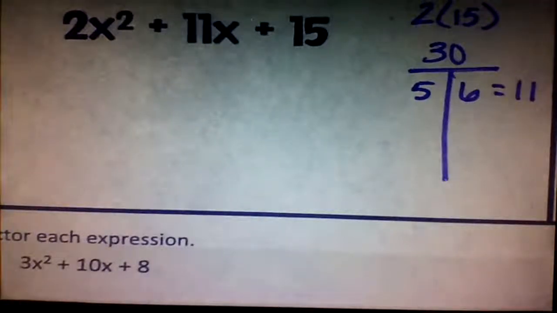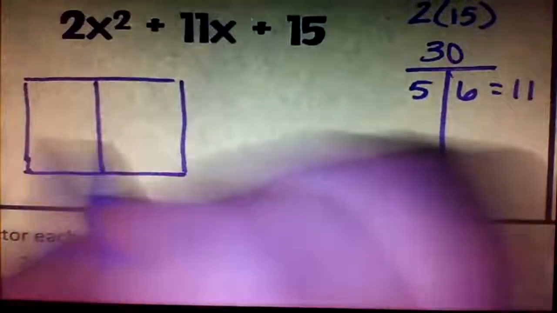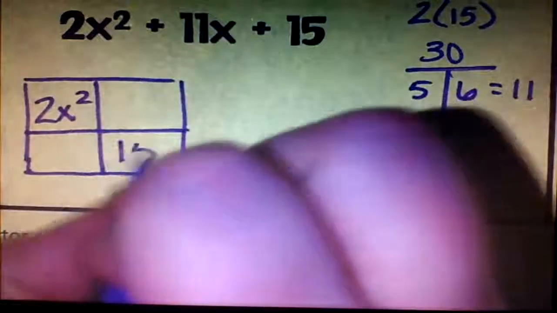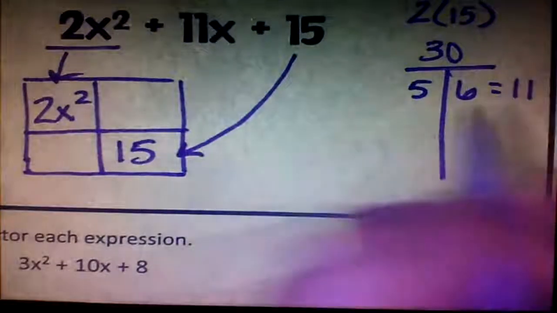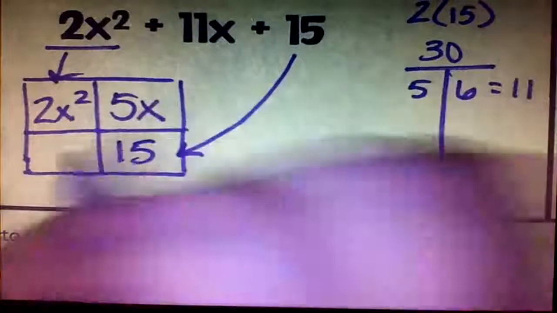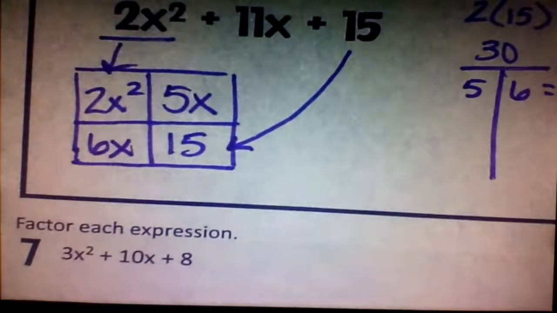Okay. So we draw our box. 2x squared and 15. Again, A goes here, C goes here. Then I put my factors in, 5x and 6x. Again, it doesn't matter where you put your factors. The 6x could go where the 5x is. It will still do the same thing.